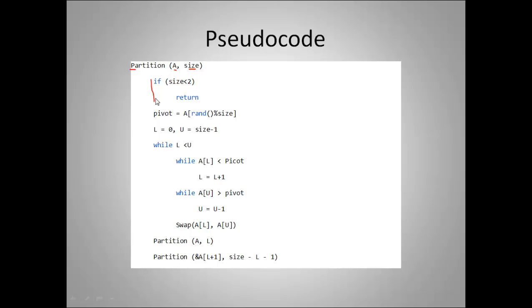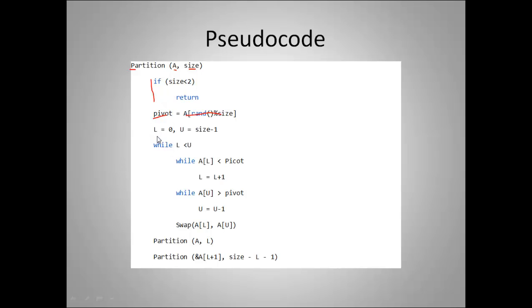Because you can't really sort an item of 1 thing or 0 things. So let's continue. Here we assign the pivot. Like I said in the video, the pivot can be any point or any element in the array. So here we have a random generator. It randomly chooses a pivot essentially.